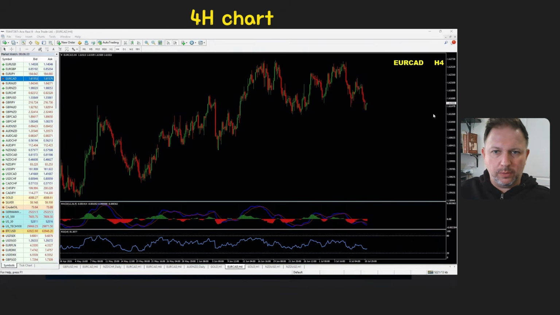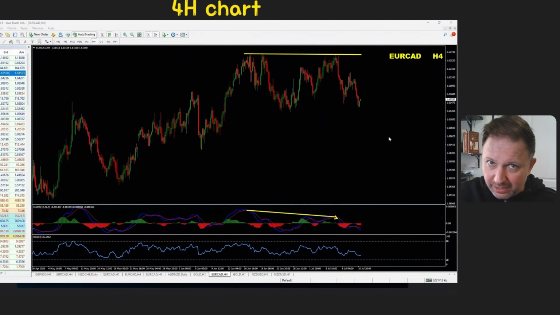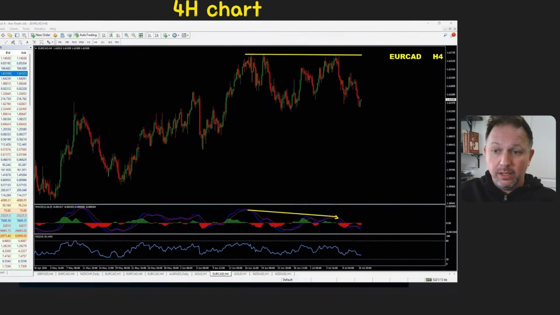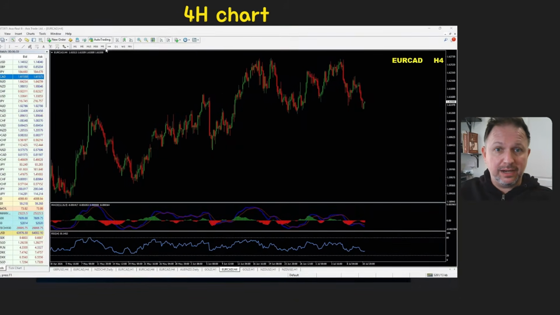We started with the 4-hour chart, and multi-time frame usage is one of my favorite styles of analyzing and then spotting the opportunities. So what I see on the 4-hour chart is a strong resistance, and while the market holds these levels, MACD is making lower highs. This is a sign of a bearish divergence. What I follow next, I'm looking for the change of character.